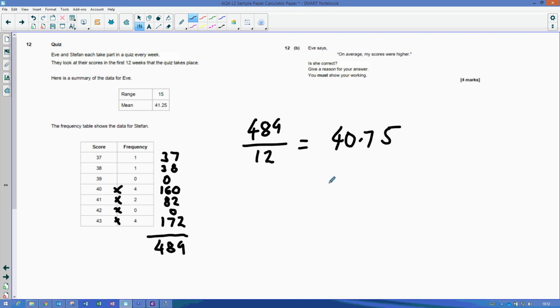Having done all that work, it'd be tempting to stop and think I've answered the question, but of course I haven't, because the question is asking me, is she correct? Well, is she? Her mean is 41.25, Stefan's mean is 40.75, so yes, Eve is correct. 41.25 is greater than 40.75. Okay, and that will get you full marks.